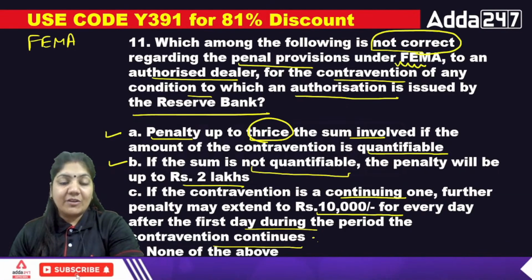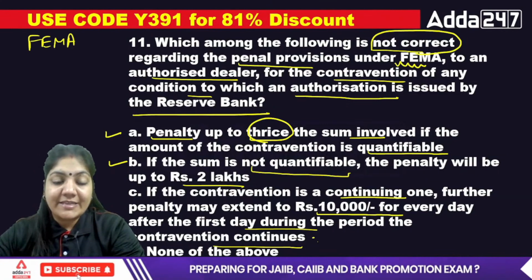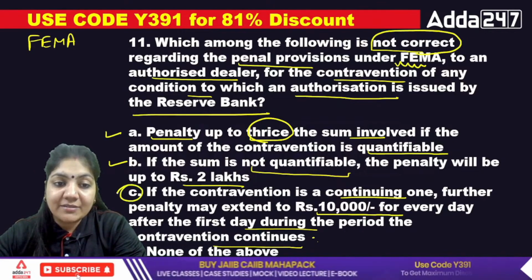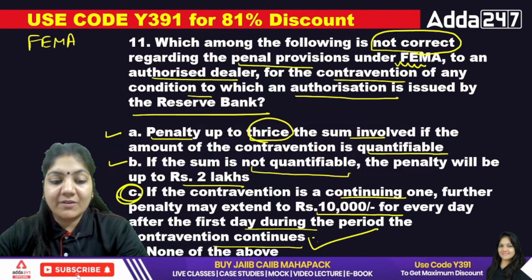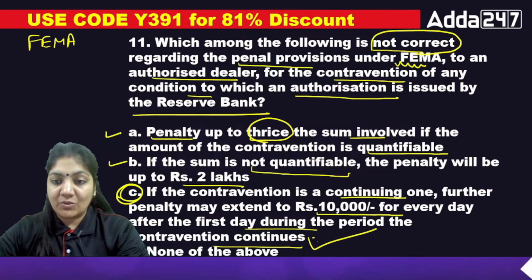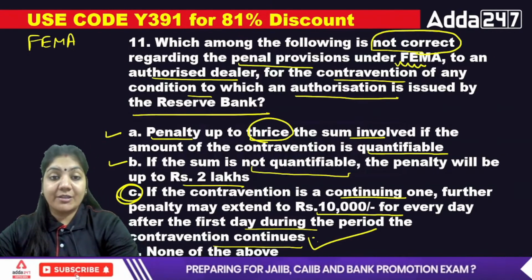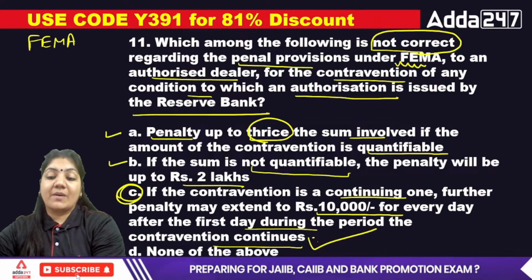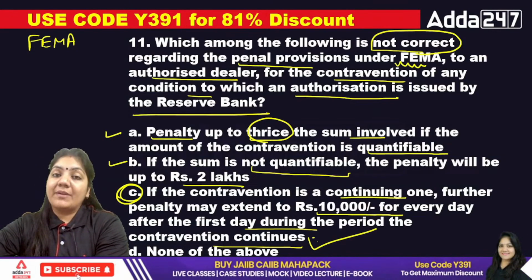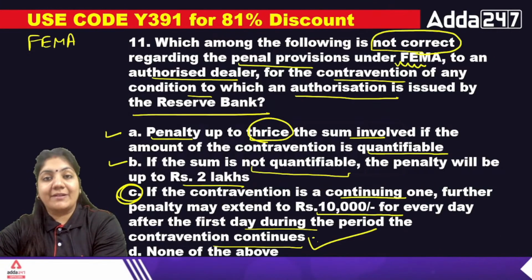For the 11th one, the exact answer is C. Okay, C will be the right answer for the 11th one, because that is written in the penalty of the FEMA, and I have already told you the FEMA penalty provision is important. In the Prevention of Money Laundering Act, the penalty is important.